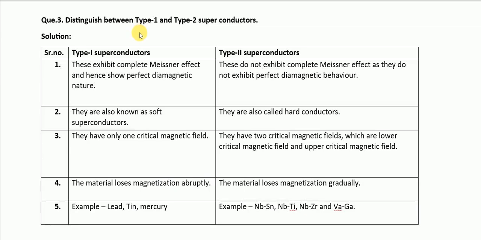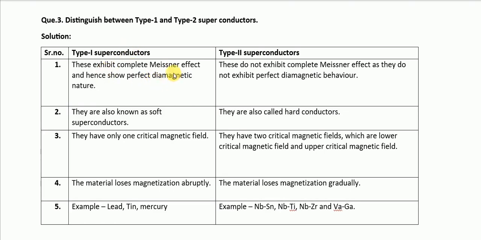So today we will learn about the difference between type 1 and type 2 superconductors. Have you ever wondered why some materials completely resist magnetic fields and others just sort of let them in a little? So let's understand this. First, let's talk about the Meissner effect.